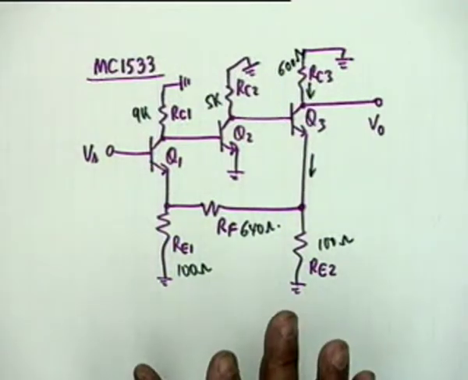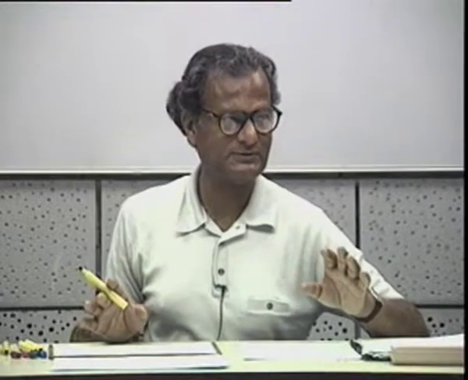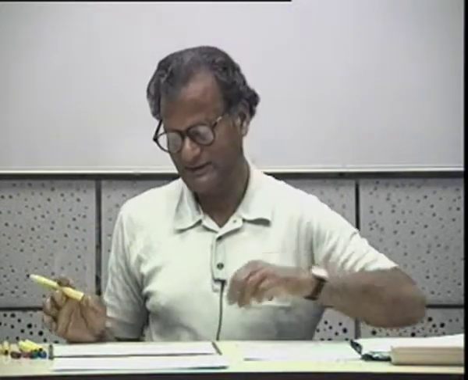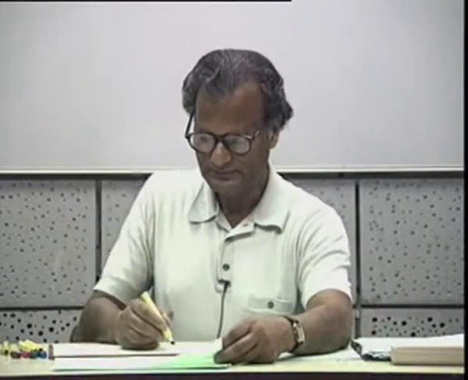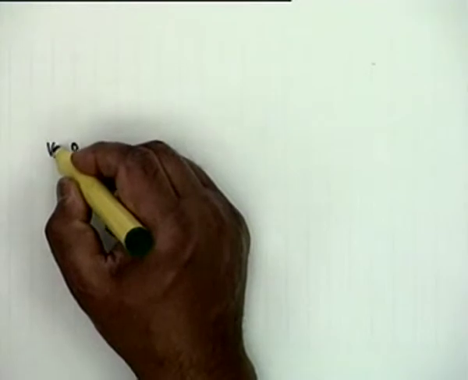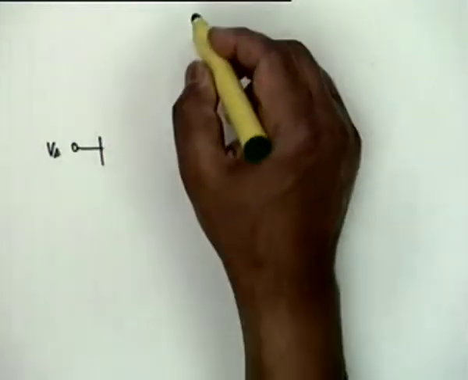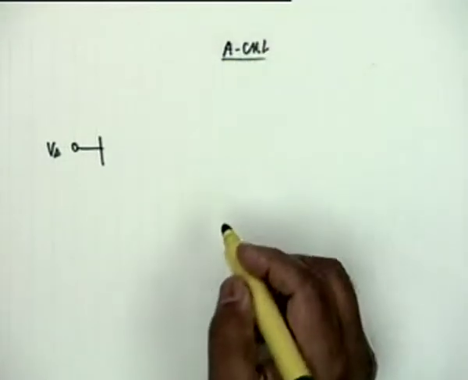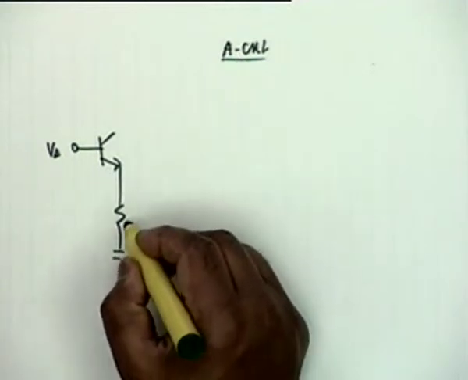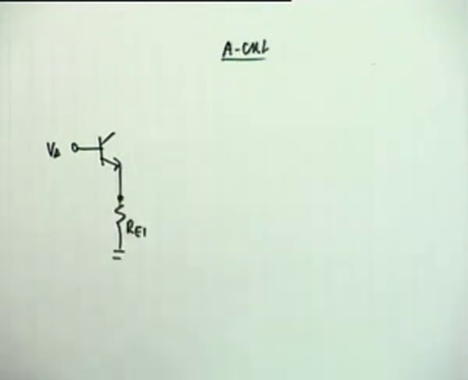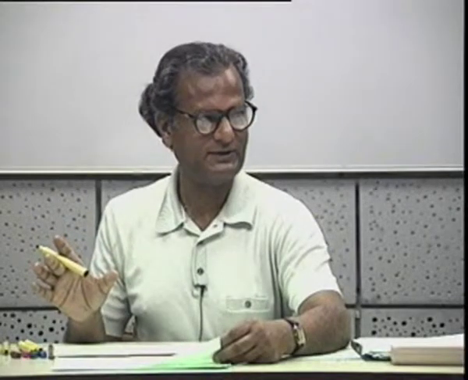Now, without bothering about any of the steps and the rules, with a little experience, one can draw the equivalent A circuit and the B circuit. The A circuit, for example, if you look at it carefully, would be the following. I am drawing the A circuit right by inspection. You have Q1, RE1. Now this RF is the feedback element. RF is the feedback network.